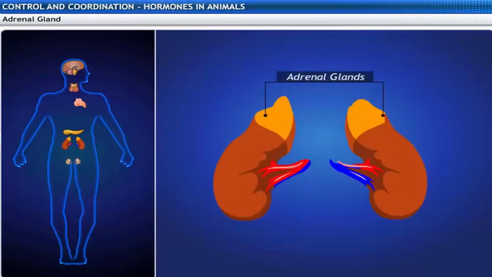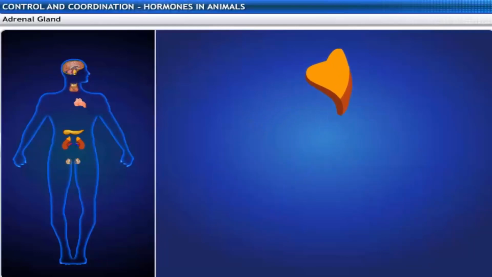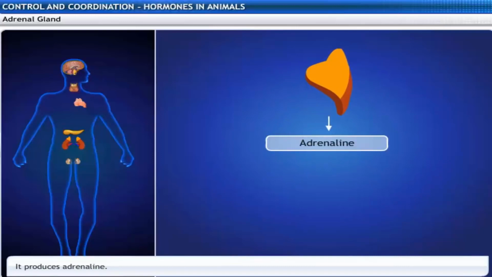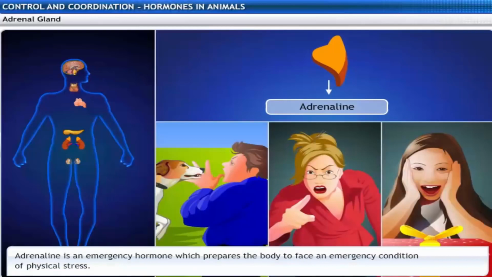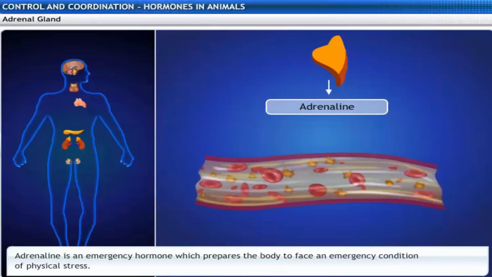The adrenal gland is located above the kidney, hence it is called the suprarenal gland. It secretes a hormone called adrenaline. This hormone is also called the hormone of fight or flight, or the emergency hormone. It prepares the body to face an emergency condition of physical stress like danger, anger, and excitement. It is usually secreted in small amounts, but is secreted in large amounts when a person is under physical stress.